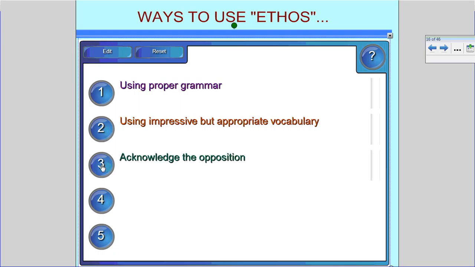The third thing that you need to do is you need to acknowledge the opposition. You will do this in your concluding paragraph.